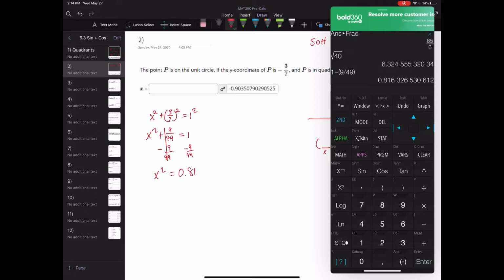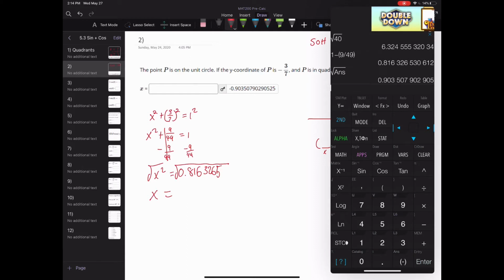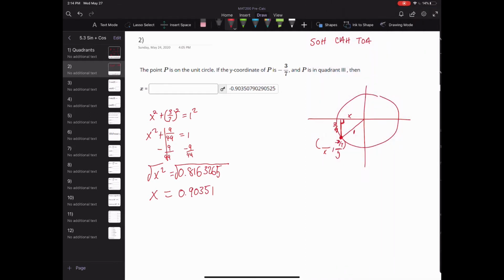0.81 63265. Now that number doesn't matter because I'm going to take the square root, and I'm going to use a number that's stored in my calculator. So second, square root of second answer, and we get 0.90351. Going to round to that place. And you can see that that's the answer they have, except they have a negative, and that's because the point isn't on the positive side, we have to go backwards on the x-axis.